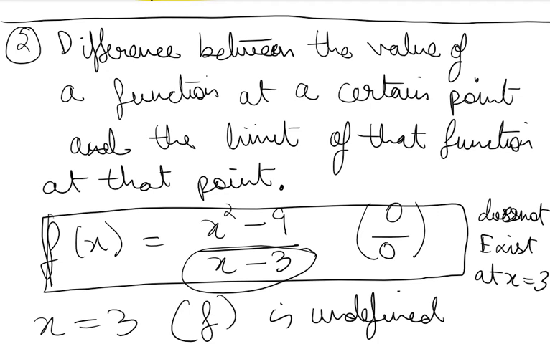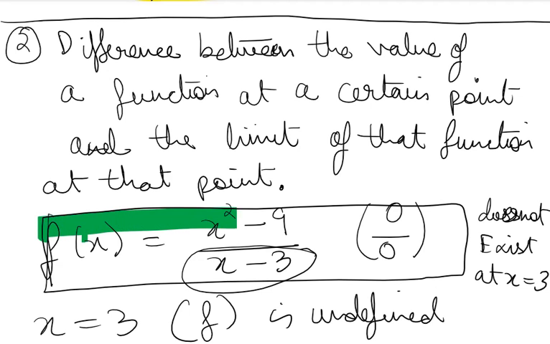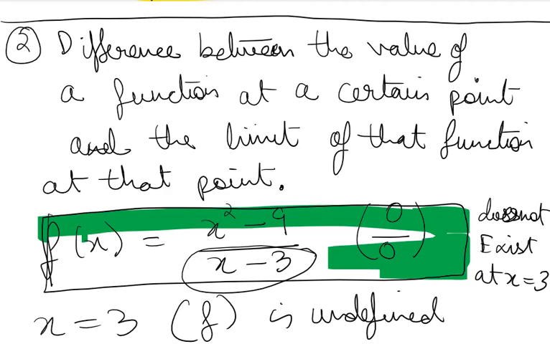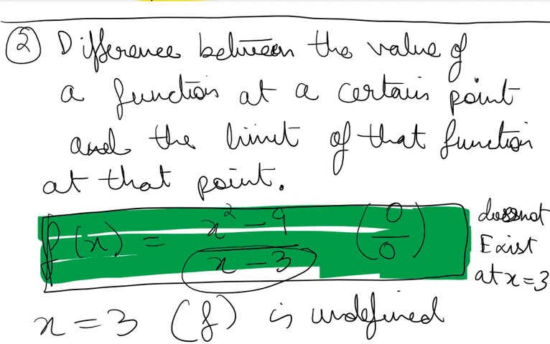Let's go on to the highlighter, because I might need to highlight. Let's use a different color. A function, let's use some other color now, green. Okay, so a function, this is the function. It is not necessary for the function to exist.